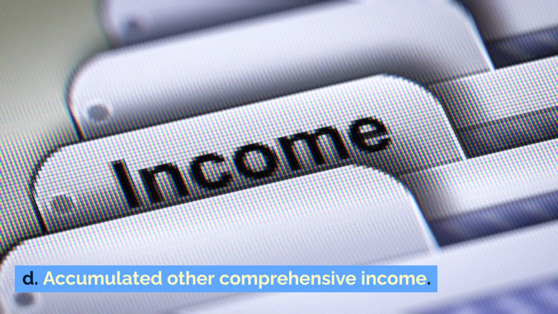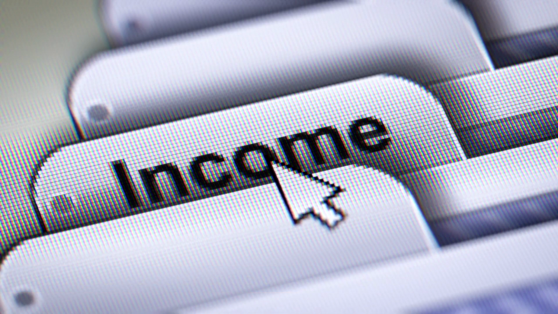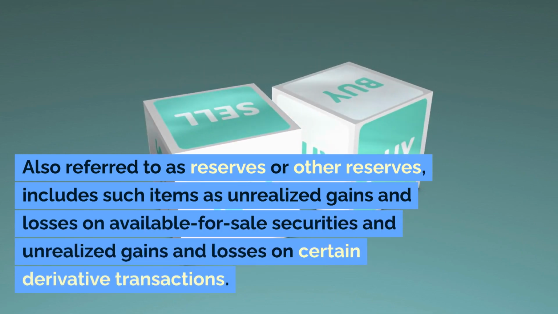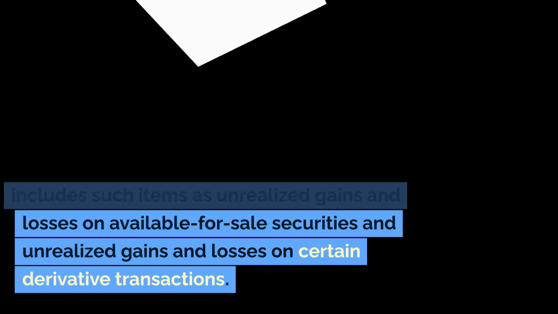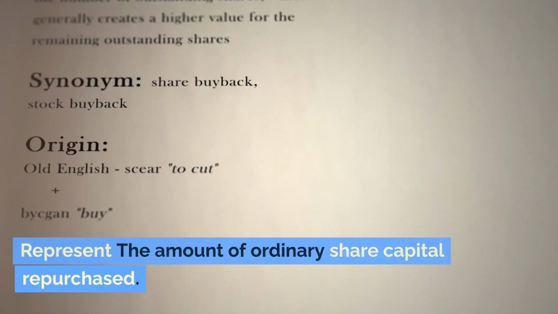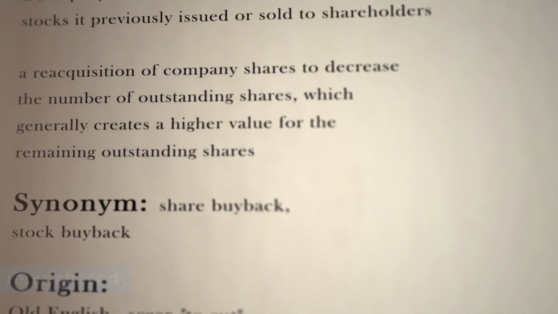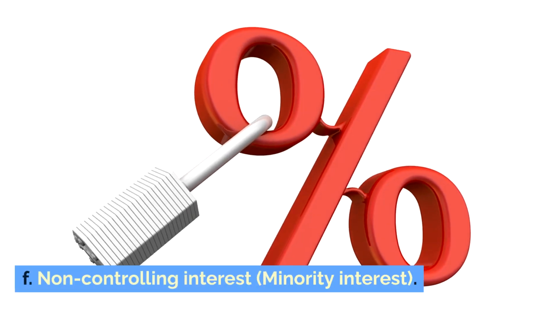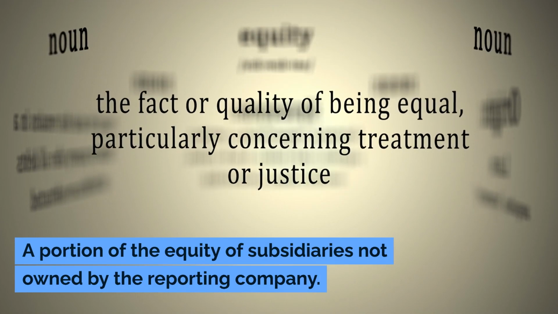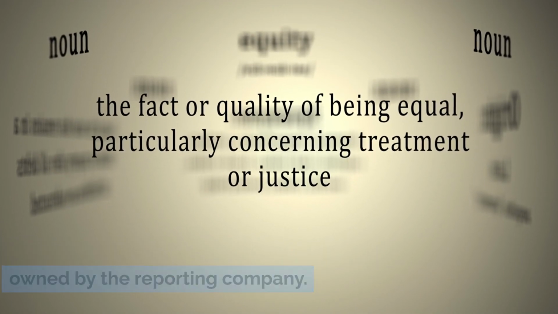D. Accumulated other comprehensive income, also referred to as reserves or other reserves, includes such items as unrealized gains and losses on available for sale securities and unrealized gains and losses on certain derivative transactions. E. Treasury shares. Represent the amount of ordinary share capital repurchased. F. Non-controlling interest, or minority interest. A portion of the equity of subsidiaries not owned by the reporting company.